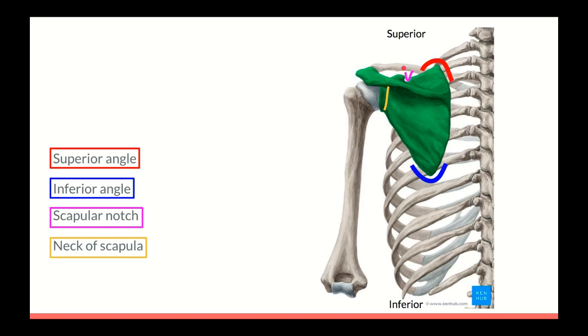Moving on to the scapular notch, which is this little bit here that's kind of been eaten out. And then there's the neck of the scapula. There is some variation if you look it up yourself. There's a surgical neck of the scapula and an anatomical neck of the scapula, so just know that it's roughly in this area here.